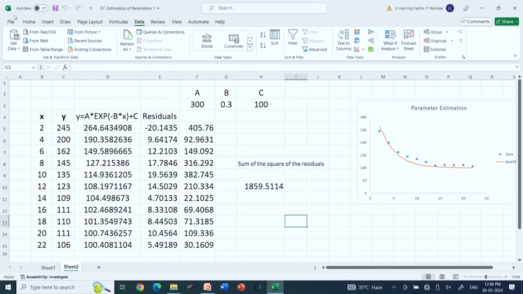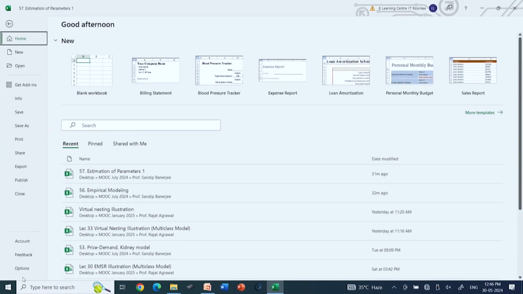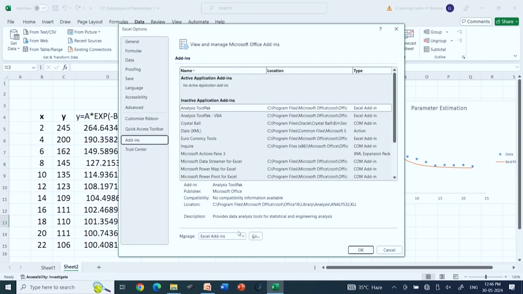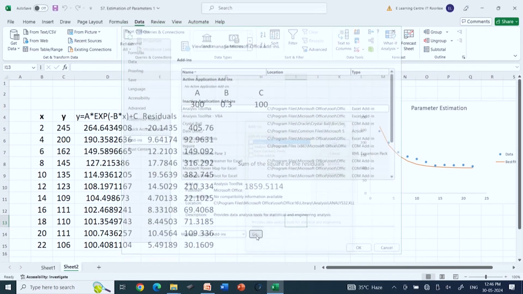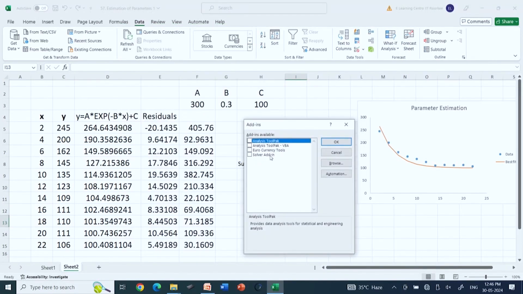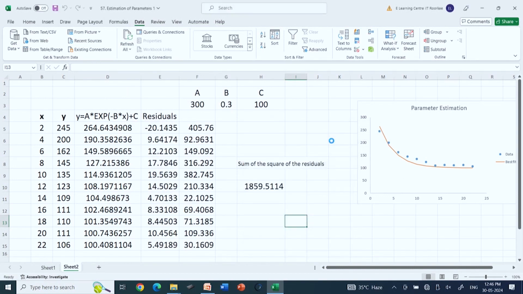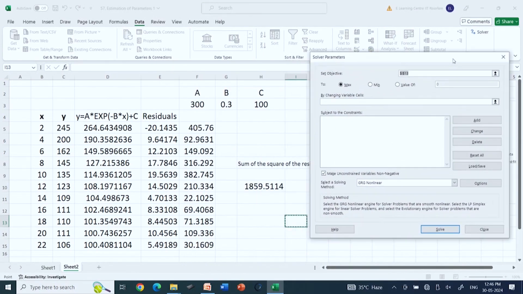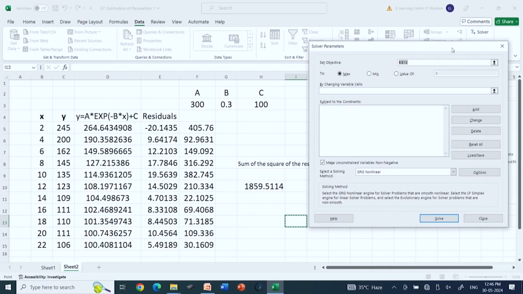So again, you go to File, Options, Add-ins, then Excel Add-ins. There are other options also. You click Excel Add-ins, then Go, and here you see Solver Add-in. You check this box and click OK, and the Solver will come. Next you click on Solver and a window like this opens.